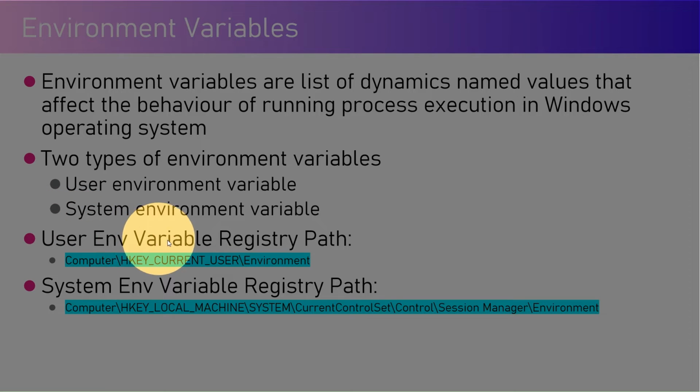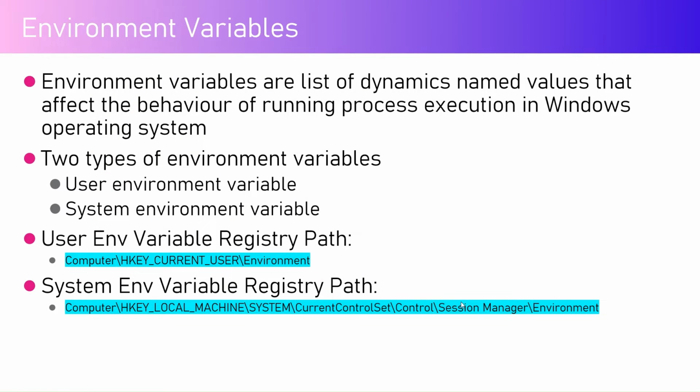User environment variables are stored in this particular registry path, and system environment variables are stored in this particular registry path. Make sure that whenever you update any of these environment variables, you are very careful, because this might affect not only one process but multiple processes.